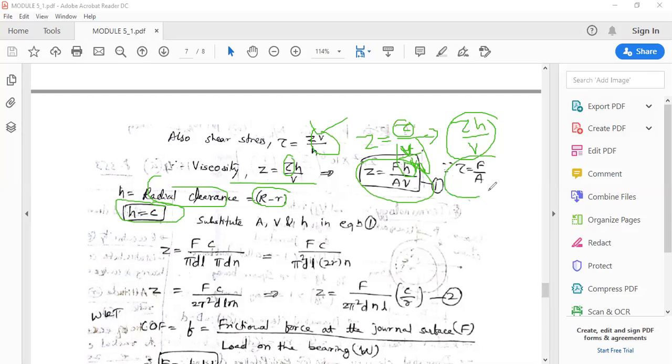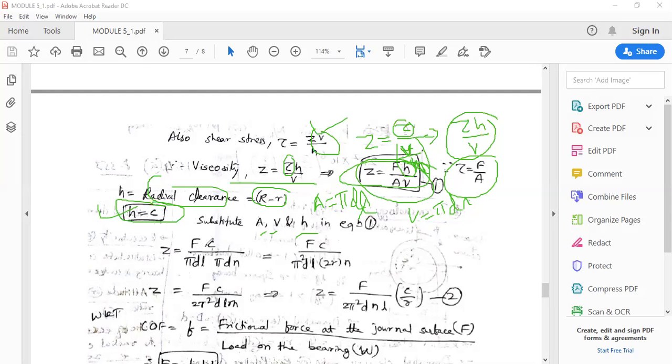And tau is F by A. And also we have the expression for A as the surface area of the journal, which is written as pi into d into L. And also we have the expression for velocity, which earlier itself is mentioned as pi into d into small n, and h is equal to c. So by substituting all the values of a, v and h in equation 1, so equation 1 is what? Z is equal to f into h divided by av.